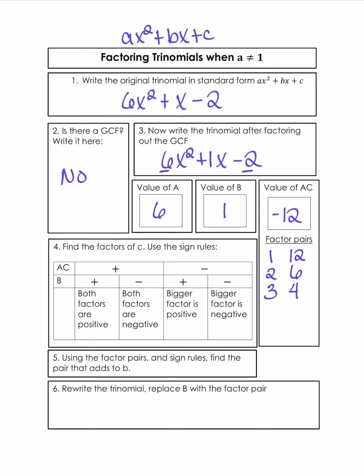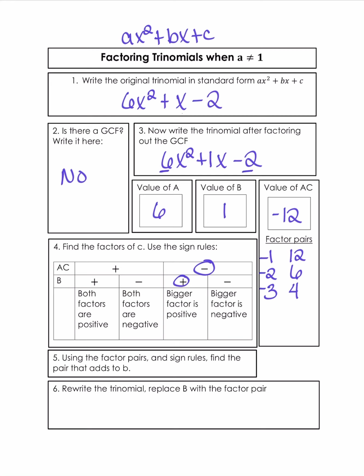So now I'm going to figure out the signs. Notice that a times c is negative, so I'm going to have factors with opposite signs. One will be positive, one will be negative. And then if I think about this, my b is a positive number, so that means my bigger factor is going to be positive. So I'm going to leave all the bigger factors positive, and I'm going to make the smaller factors negative.